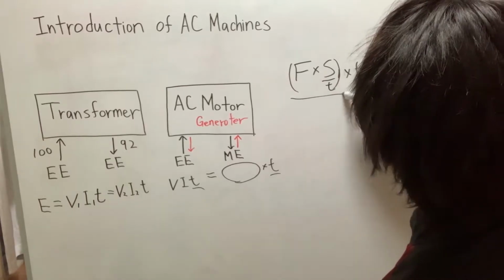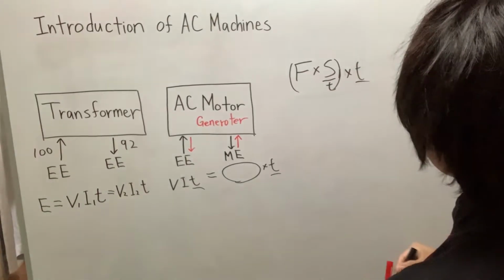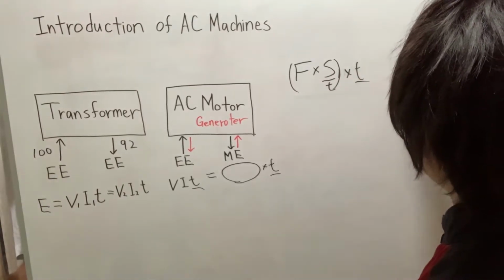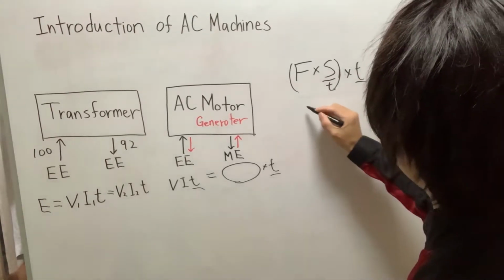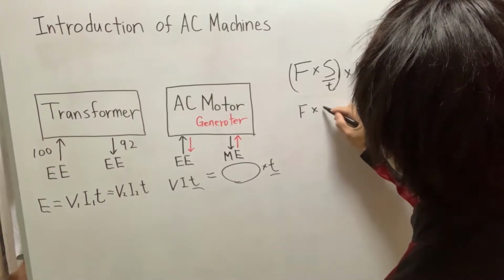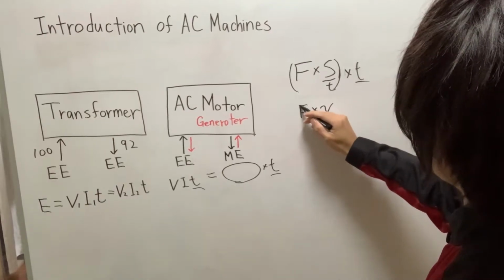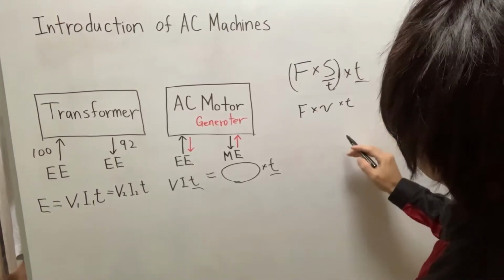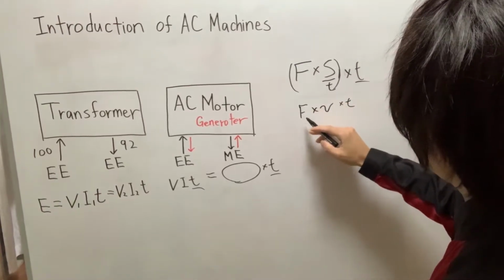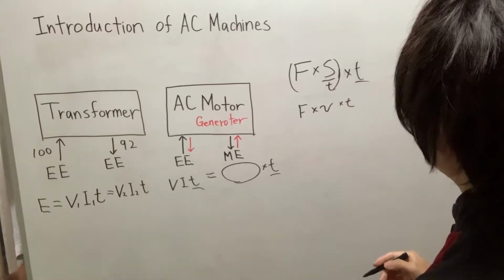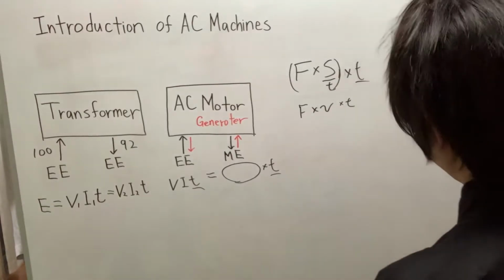So okay, the point is this term here, right? Distance by time is velocity, right? Velocity. So this is force into velocity into time, okay? But again, this is straight line motion.